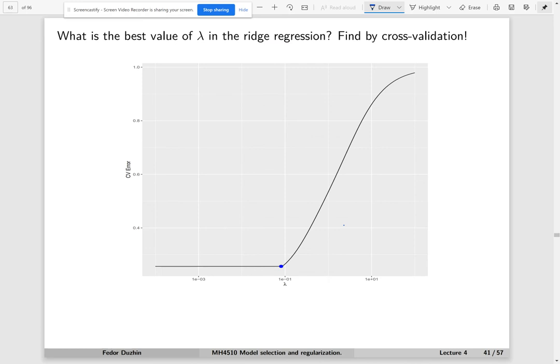So what is the best value of lambda in the ridge regression? We can just do it by cross-validation. Right? So we can try all different values of lambda. For every one of them, we find the cross-validation error, and then we just pick the value of lambda that minimizes it. So in this case, this is the value of lambda.